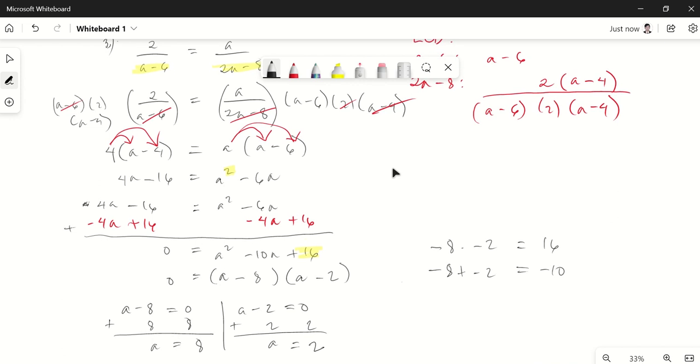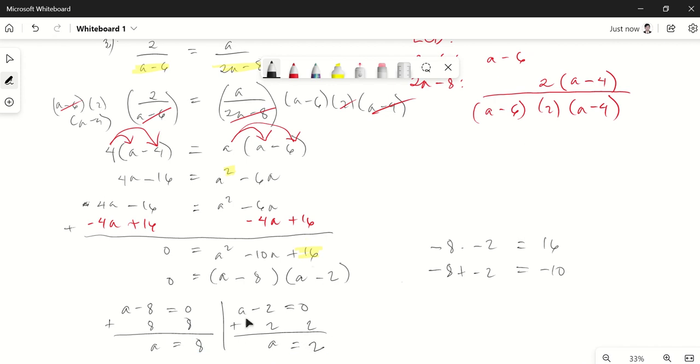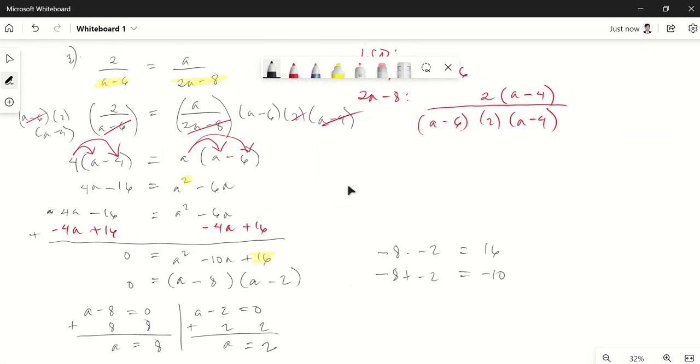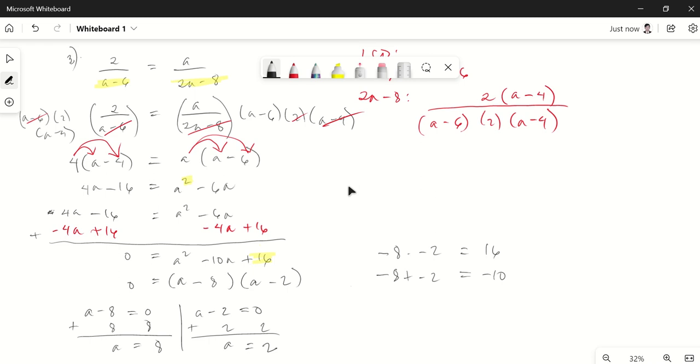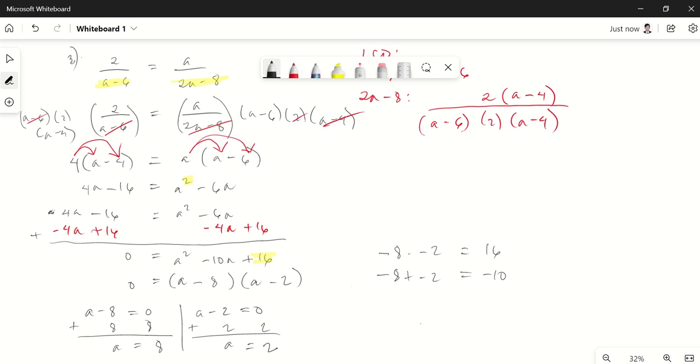But if you will try to do checking, both numbers would make the equation true. That means there is no non-permissible value in our equation here. So I will leave that as an exercise to you. Automatically, the solution set here would be 2 and 8.